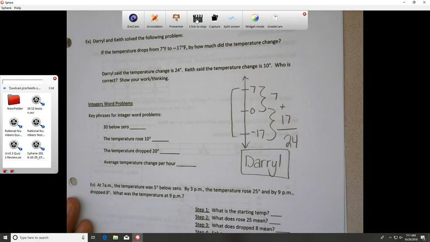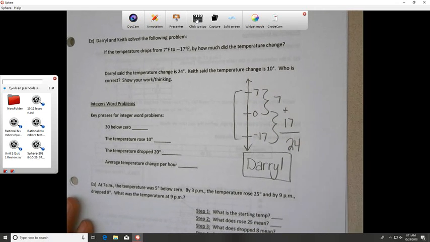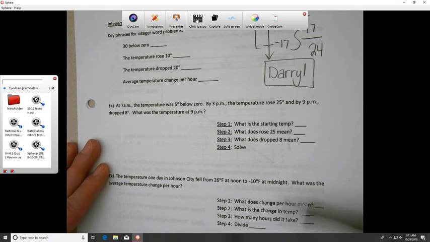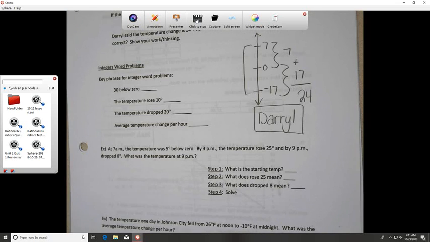The only other thing with rational numbers is word problems like these ones, where you're talking about, usually, changes in temperature. So we'll just go through a couple key phrases here to let you know how to set up your problem. The first one is 30 below 0. If we're talking about below 0, that's talking about a negative number.